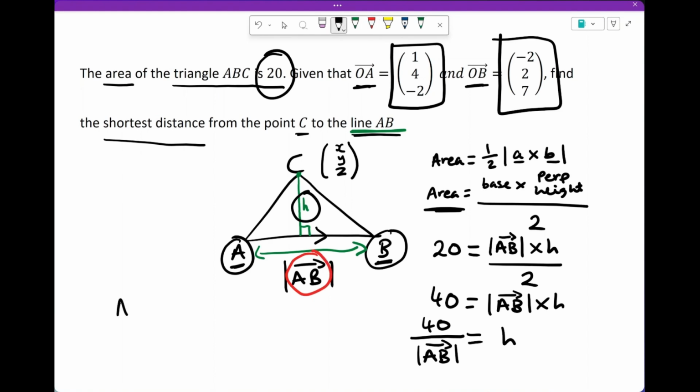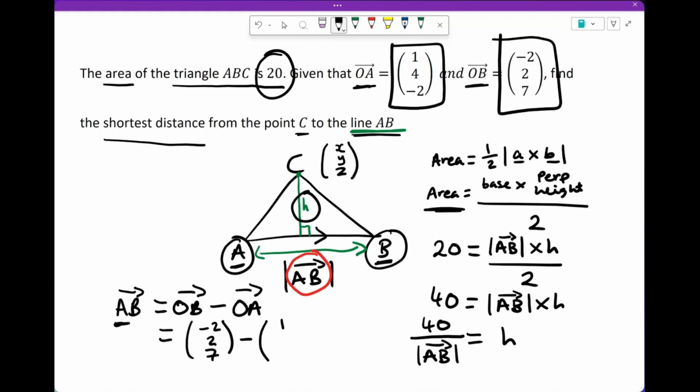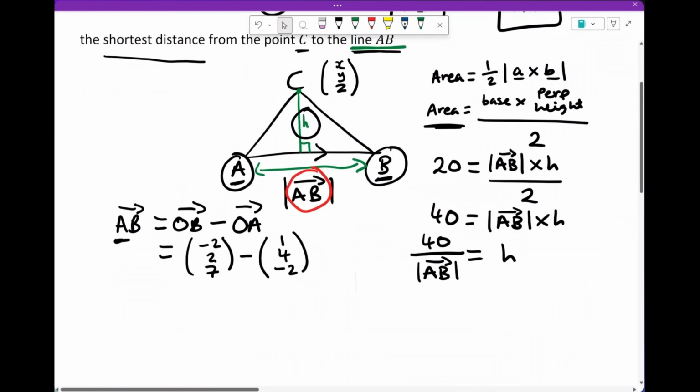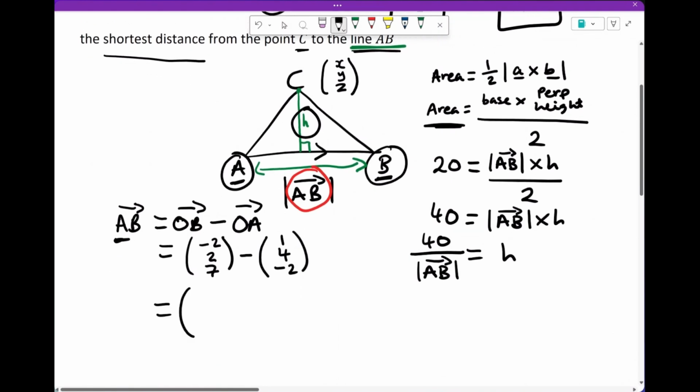So AB is going to be equal to the position vector of our destination, so OB, subtract the position vector of our start point, so OA, like that. So from the question, OB was defined as (-2, 2, 7), and the position vector of A was defined as (1, 4, -2), like that. So let's go through and calculate that. So for our x component, we would get -3. For our y component, -2. And then our z component would be +9. So we now have the vector AB.